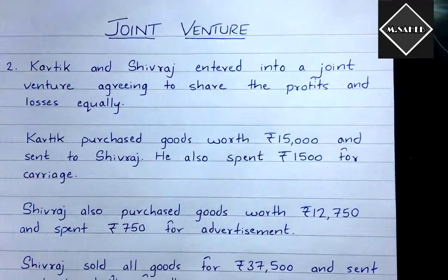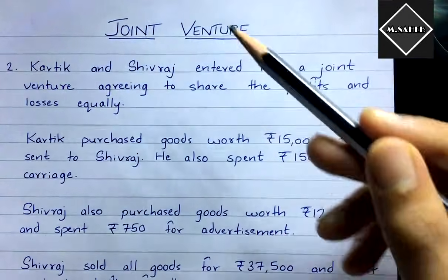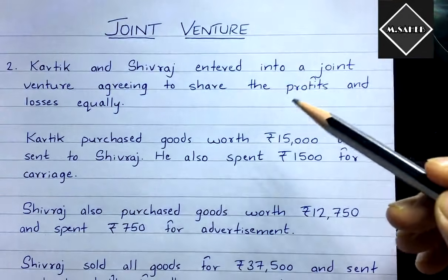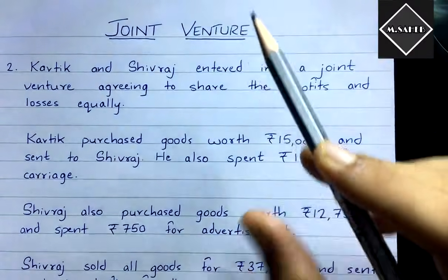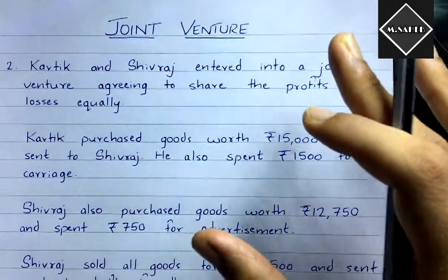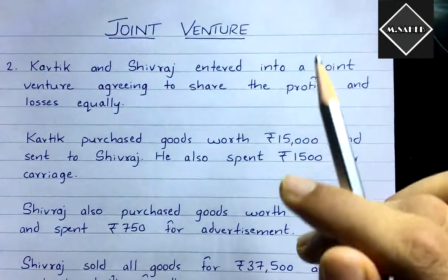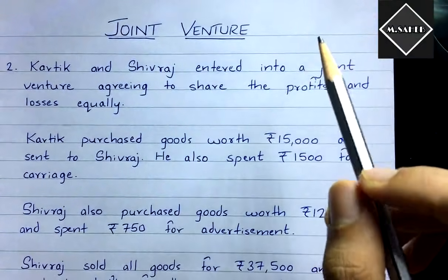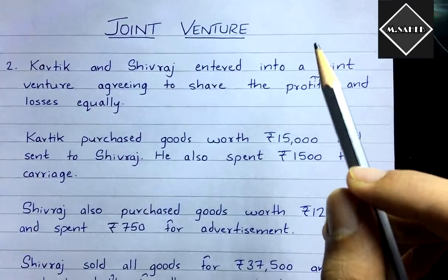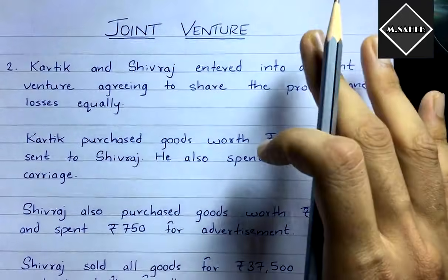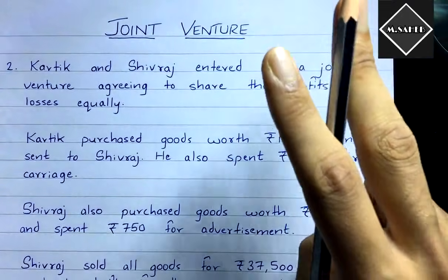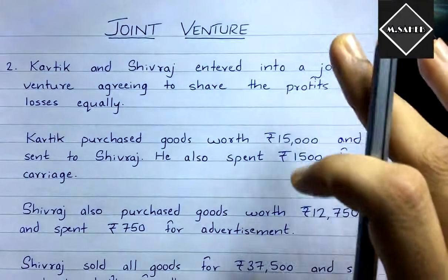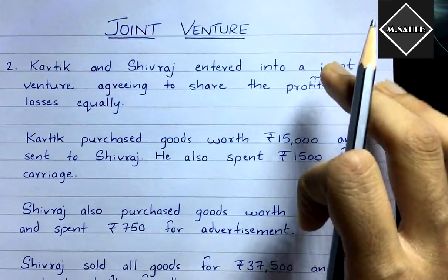Hi everyone, this is the third video of the joint venture chapter. In the previous two videos we have seen the concept of joint venture and also solved a simple problem based upon the first method, that is, when separate set of books are maintained. Now in this video we are going to solve a simple problem based upon the second method, so we will see that. First, let's get to the question.